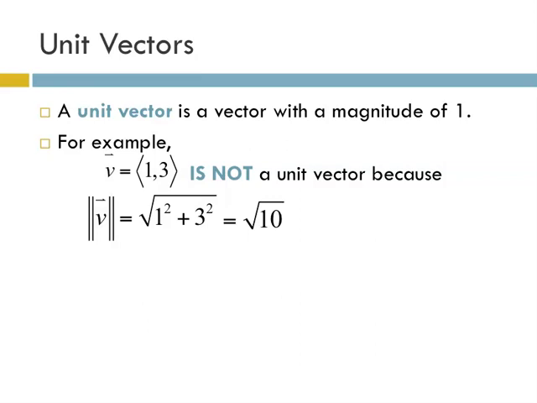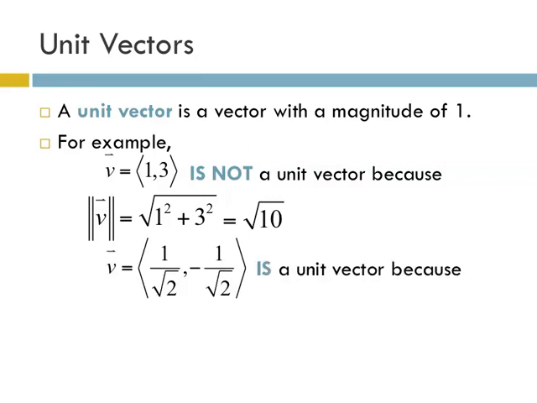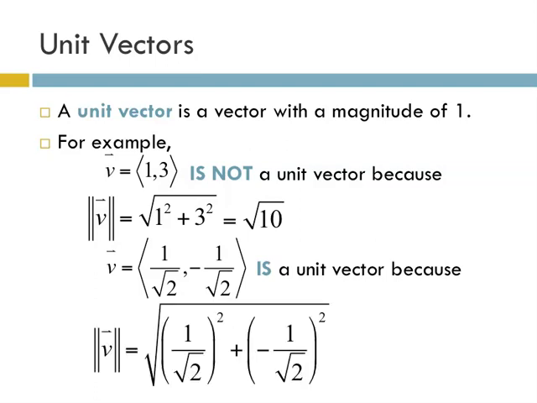On the other hand, if you have vector v equaling 1 over root 2, comma, negative 1 over root 2, we know that this is a unit vector, because if we were to square each of those, add them together, and then take the square root, that would be equal to the square root of 1/2 plus 1/2. Add those together, we have the square root of 1, which is equal to 1. So that's how you can determine whether or not something is a unit vector. All you have to do is find the magnitude of the vector, and if the magnitude of the vector is 1, then it is a unit vector.